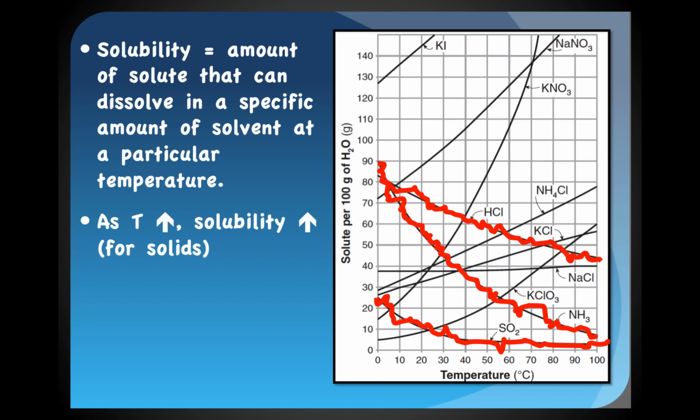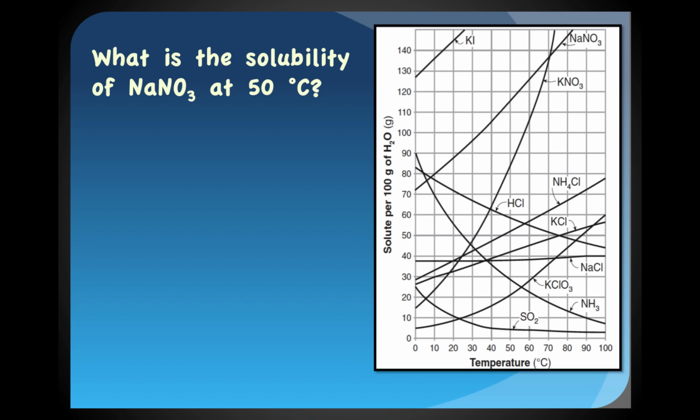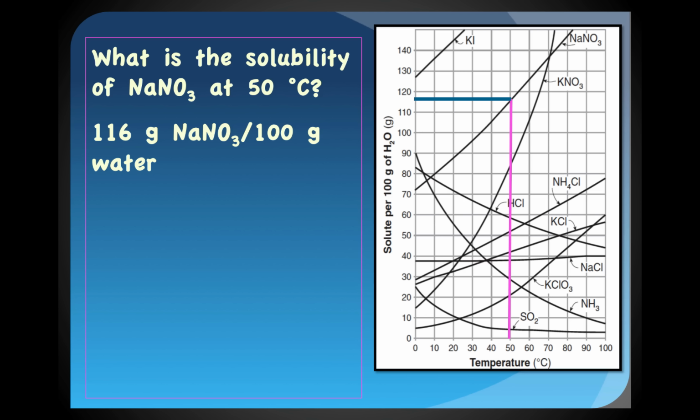What about the solubility of NaNO3, sodium nitrate, at 50 degrees? Go along the x-axis to 50 degrees, extend it up to the NaNO3 line, bring it over to the y-axis, where it gives us the solubility is about 116 grams of sodium nitrate in 100 grams of water.